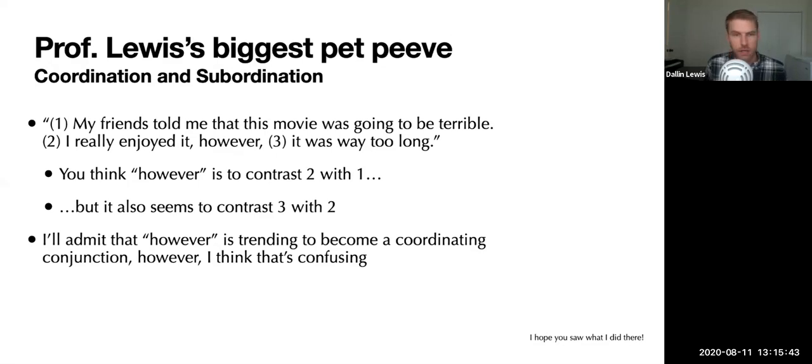Put a semicolon here and then say, however, it was way too long. Something along those lines, but this is bad. Don't do bad, okay? So that's, I think, all I have.